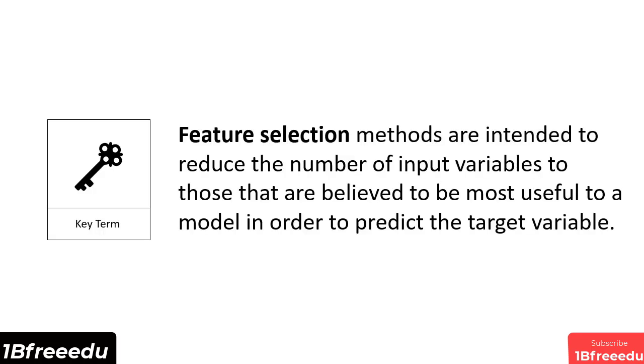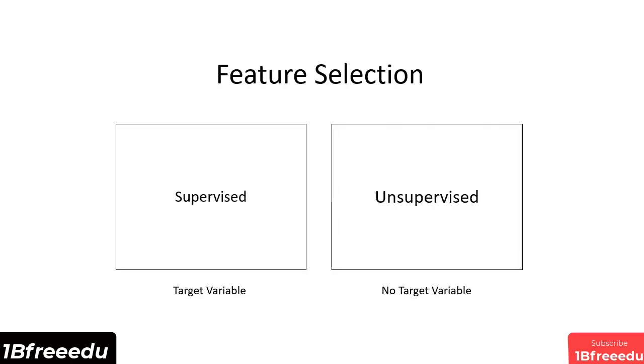Feature selection methods are intended to reduce the number of input variables to those that are believed to be the most useful to the model in order to predict the target variable. Some predictive modeling problems have a large number of variables that can slow the development and the training of the models and require large amounts of system memory. Additionally, the performance of the models can degrade when including input variables that are not relevant to the target variable.